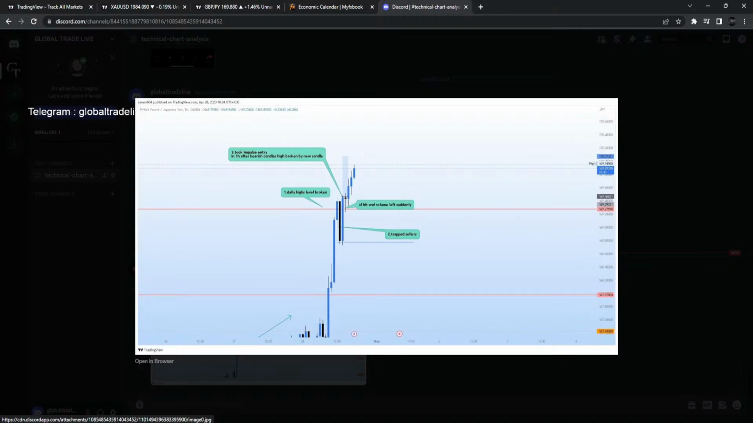Okay, daily highs level broken over here. Okay, then we have trapped sellers. It went down.